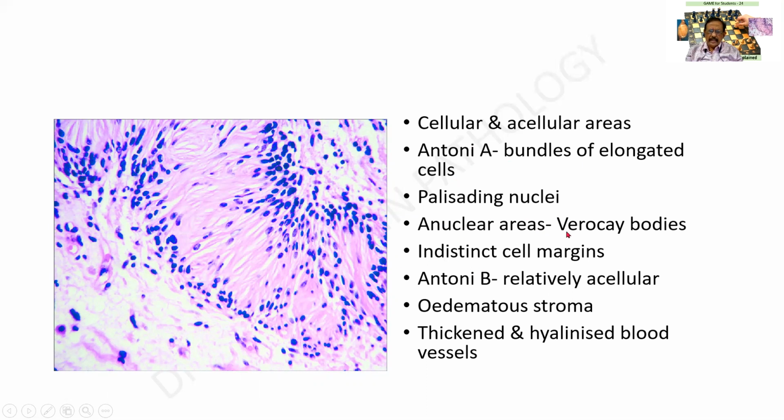The tumor as such has got indistinct cell margins and the Antoni B area is relatively acellular. Compare this with this. So relatively acellular, edematous. How do I say it is edematous? The cells are all getting separated. So it is edematous. And sometimes there can be thick and hyalinized blood vessels. These are the diagnostic features of a schwannoma.